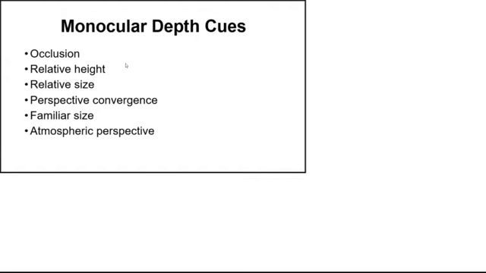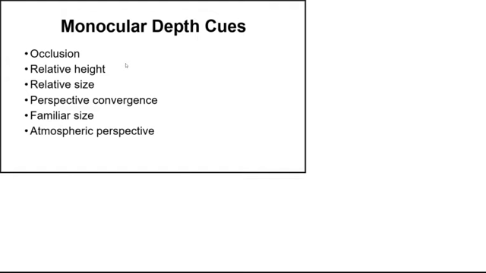We can also use something like familiar size. We know that humans tend to be about human-sized. So if you see a very small person, they're probably just far away from you. And your brain knows about how big a person should be. So if they're a lot smaller than that, then they must be a lot further away. If they're about the right size, then they must be up closer.